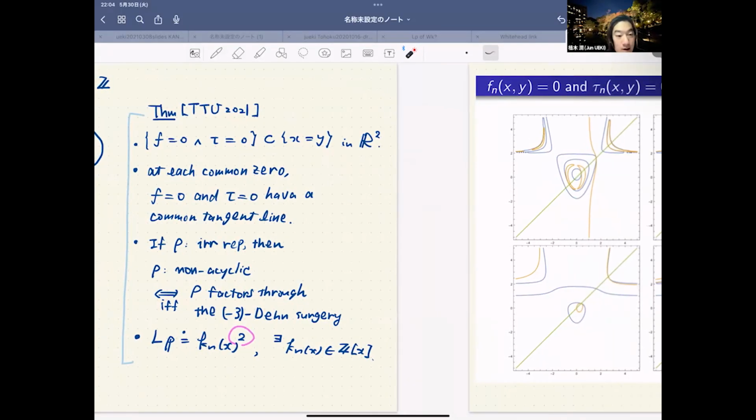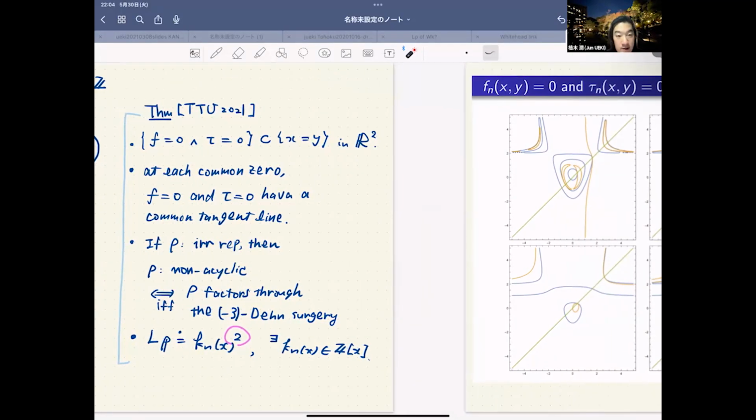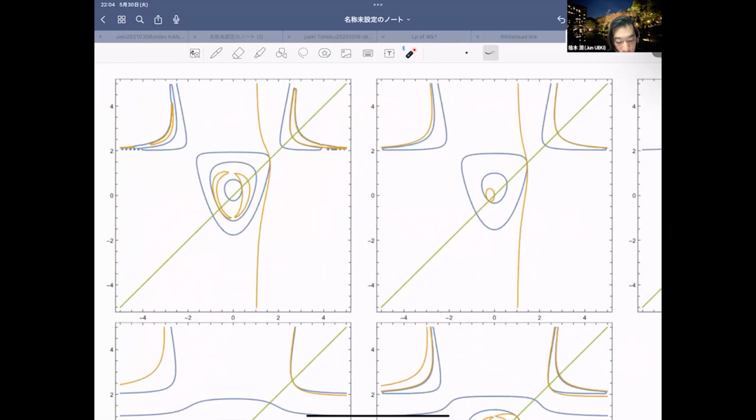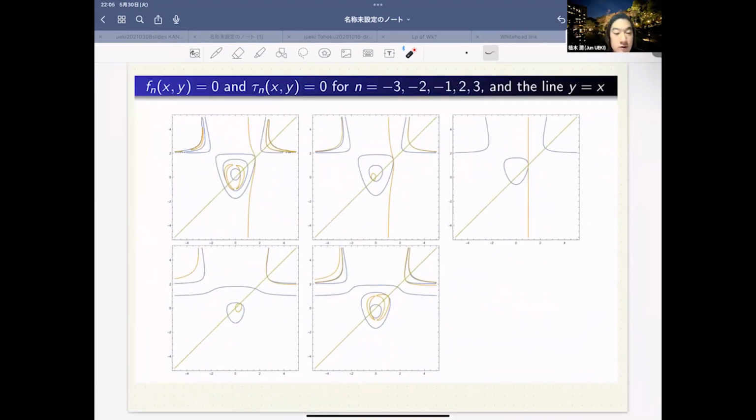These results were initially observed by several examples. These blue curves and orange curves are of interest, and we can easily see that at each intersection point, they have a common tangent line, and these points are all placed on this straight line. We still don't know why this happens, but this is our motivation. We are trying to find more explanation about this phenomenon.